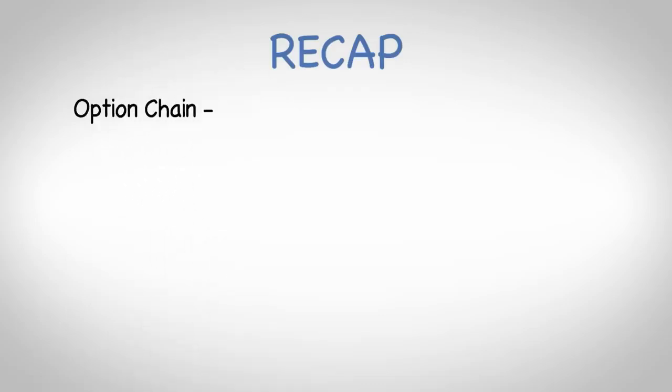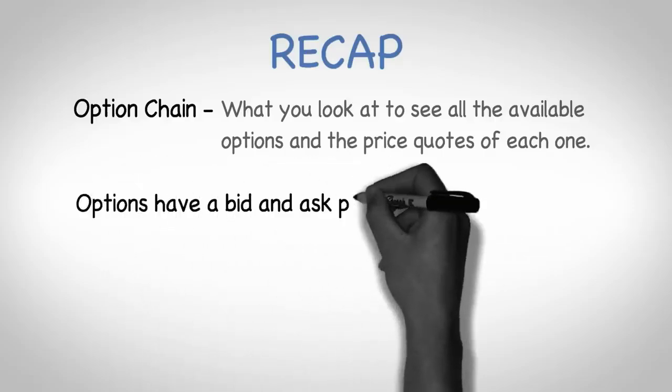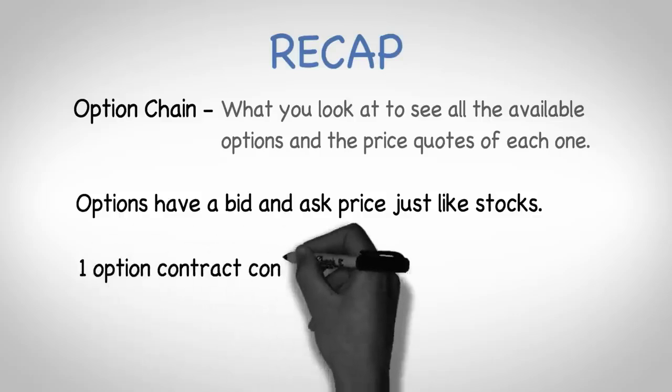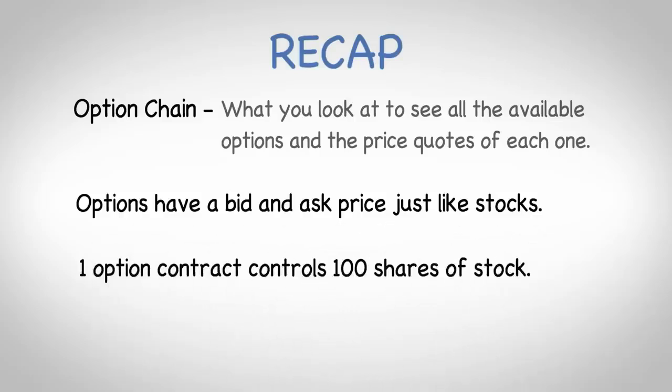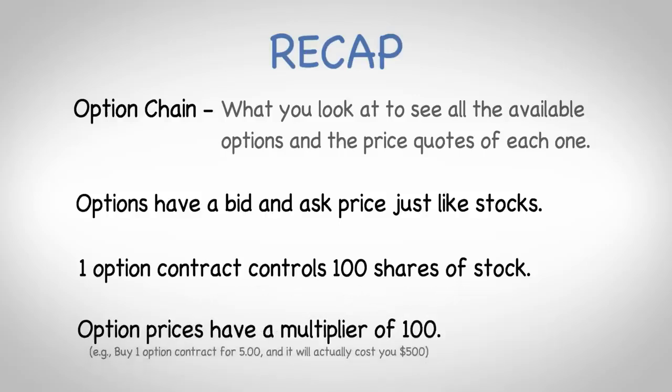Now, before we move on, let's recap what you've learned in this chapter. You learned what an option chain is. This is simply what you'll look at to find all the listed options and the price quotes of each option. You can find an option chain in multiple places, but you're probably going to want to view options in your trading platform provided by your brokerage account. You also learned that option prices have a bid and ask price just like stocks. One option contract controls 100 shares of stock, and because of this, option prices have a multiplier of 100.